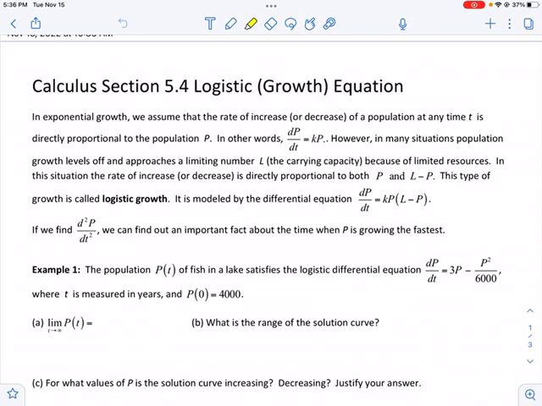So in exponential growth, we assume the rate of increase or decrease of a population at any time is directly proportional to the population. In other words, we have this little equation, right? However, in many situations, population levels or growth levels off and approaches a limiting number, L, the carrying capacity, because of limited resources. In this situation, the rate of increase or decrease is directly proportional to both P and L minus P. This type of growth is called logistic growth. It is modeled by the differential equation dP/dt equals kP times the quantity L minus P.